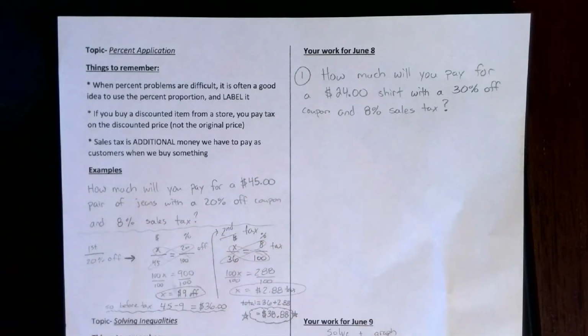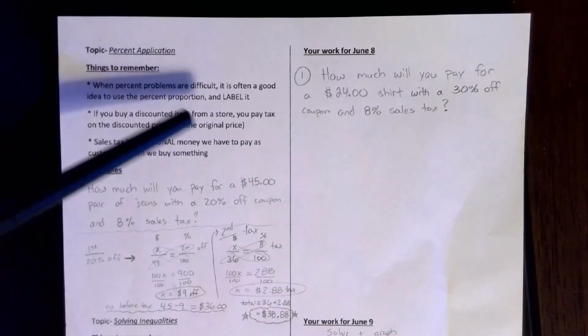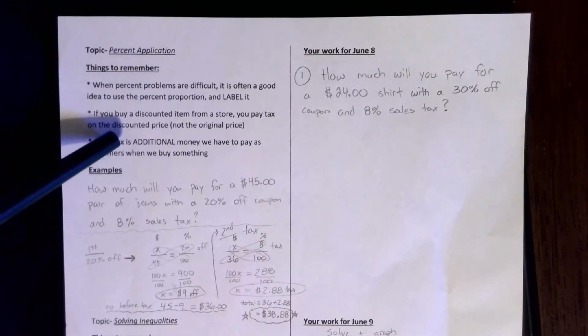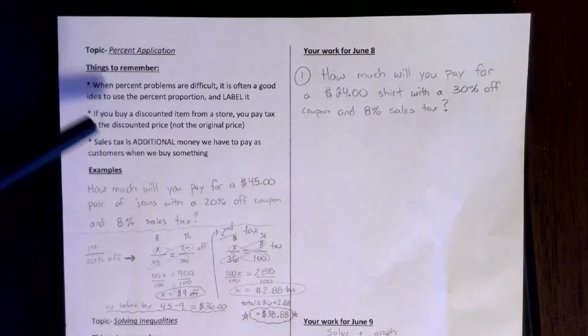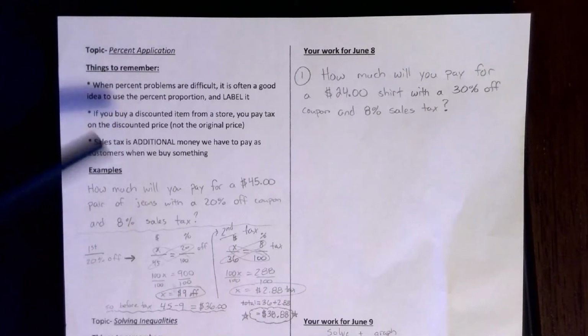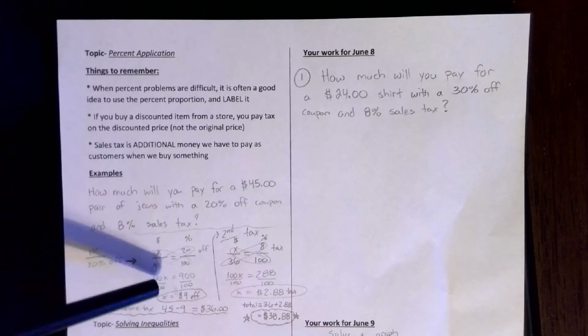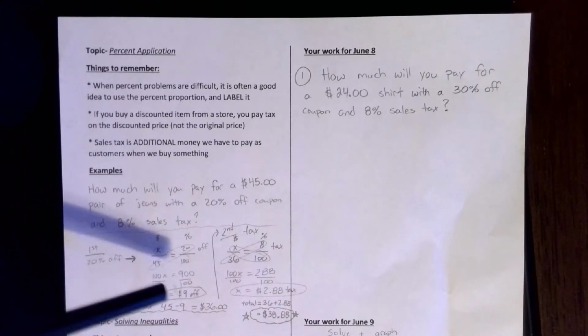A couple things to remember, okay? When you have these types of problems, you always have to do the discount first, okay? Because you pay tax on the discounted price, not the original price, the only way to be able to calculate the correct tax is if you first know the discounted price, okay? So you have to do the discount first because that discounted price is what you're going to pay tax of.